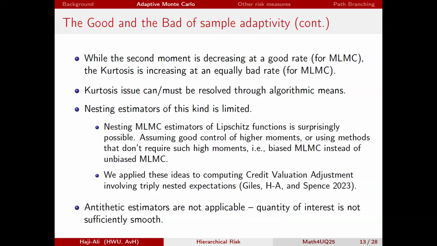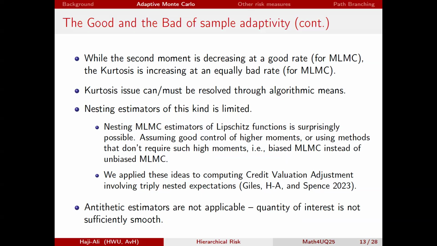So the kurtosis issue has to be solved with algorithmic means, using continuation multi-level Monte Carlo, using some Bayesian updates of the variance estimates, so that earlier levels can be used to stabilize the estimates at each level. But it also means that nesting estimators of this kind is limited, because those estimators, as we saw, require higher moments. And if you nest it once, your higher moments also converge worse than before. And then if you nest it again, it converges even worse. So you're always getting worse and worse convergence as you nest them.